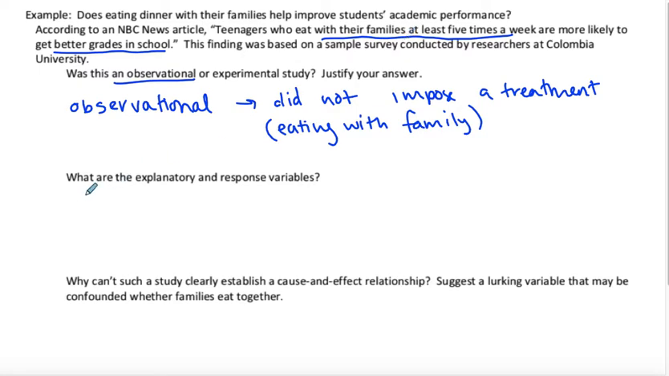The second question asks us, what is the explanatory and what is the response variable? So the explanatory variable is eating with family, at least 5 times a week.